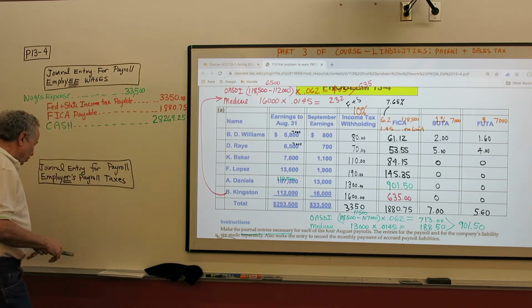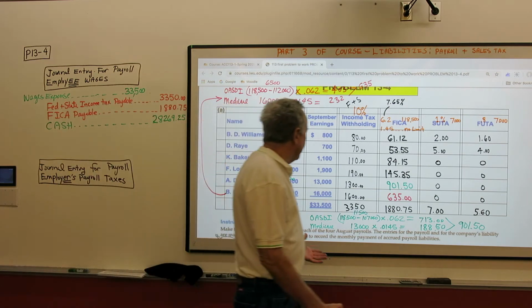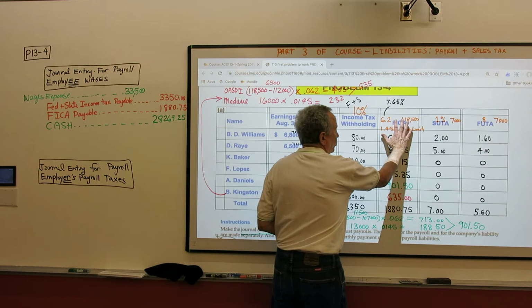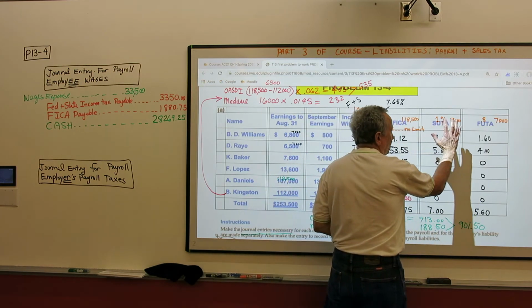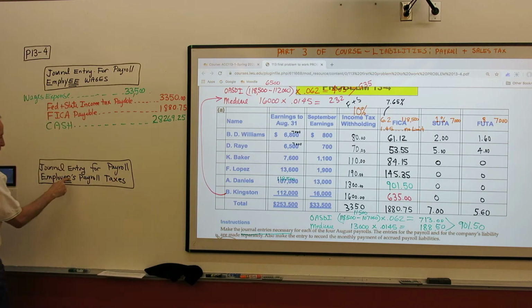Now there's another journal entry, and this one's just negative to the employer. The employer, remember, has to match the Social Security, and then the employer has to pay SUTA and FUTA. So this is the journal entry for the employer's payroll taxes. And this one you can debit some kind of expense. Let's just do payroll tax expense.